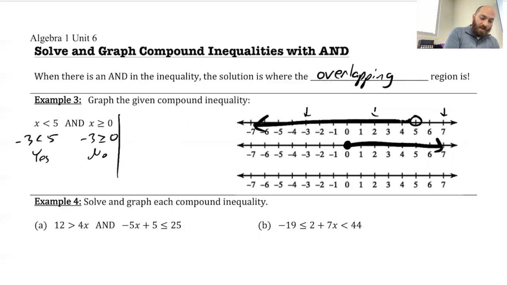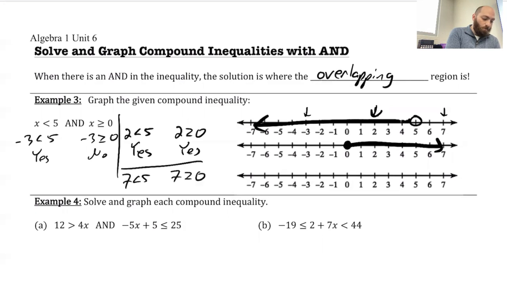So let's try, what did I say? 2. Is 2 less than 5? And is 2 greater than or equal to 0? So this is a yes, and this is also a yes. Okay, that's why 2 is part of the solution here. So this one right here is a good one. And then 7. Is 7 less than 5? And is 7 greater than or equal to 0? This is a no, this is a yes. So that's why 7 is not part of it.